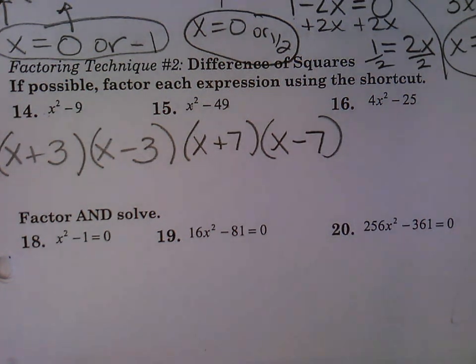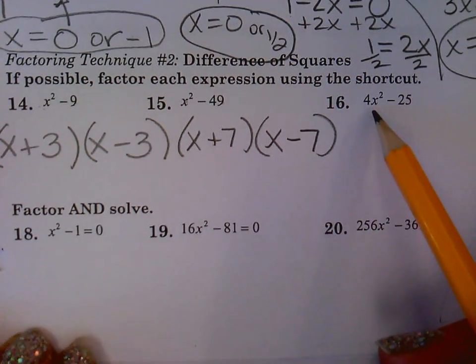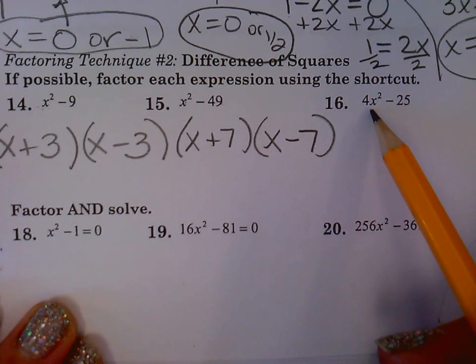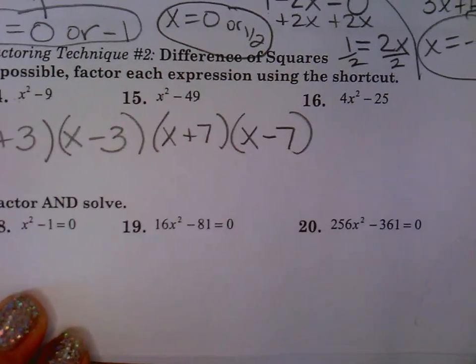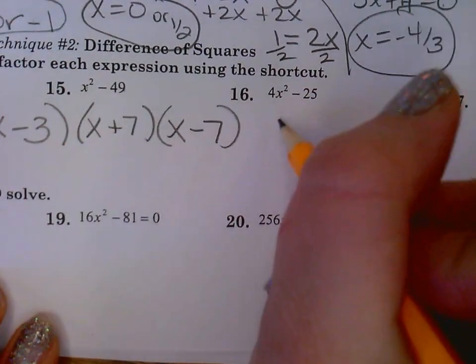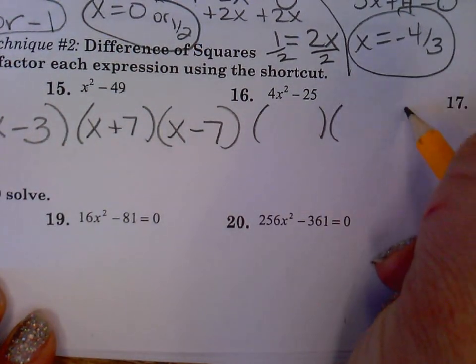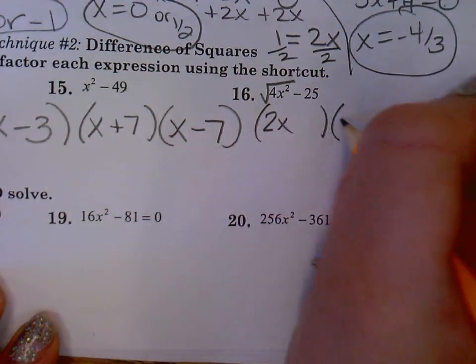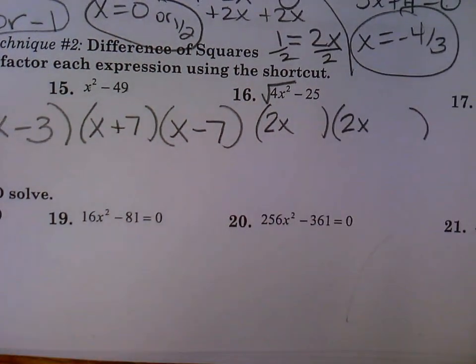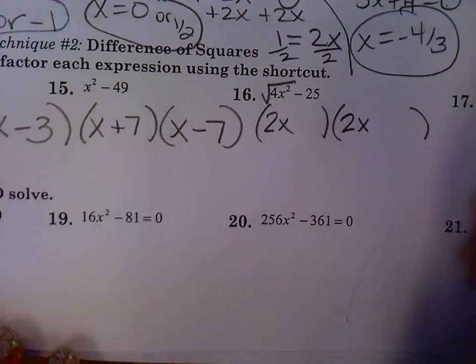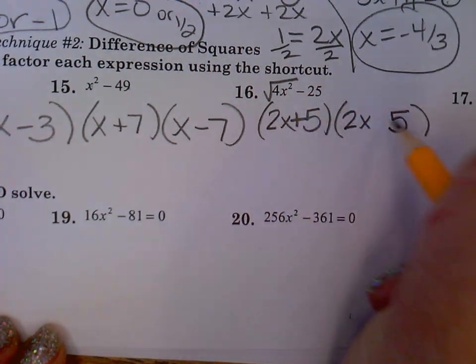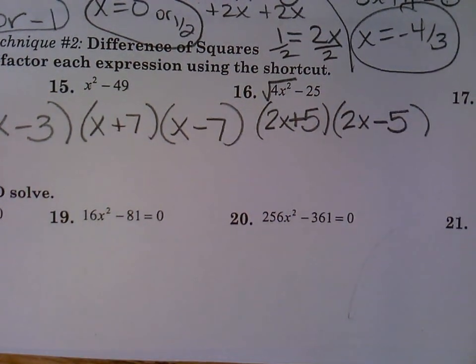All right, 16 has a coefficient in front of the x squared. Well, what times what would give me 4? 4 is what squared? Square root. So 2x times 2x. And what's the square root of 25? 5. So 2x plus 5, 2x minus 5.